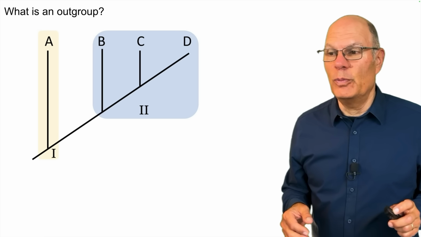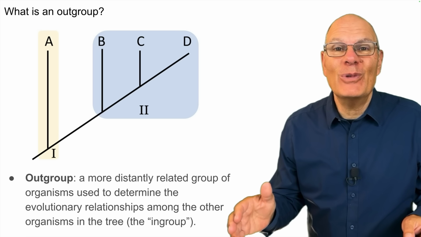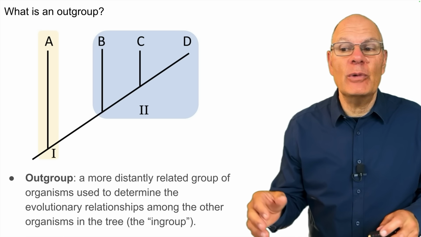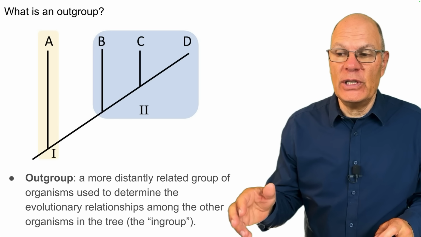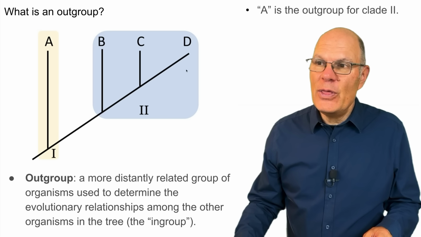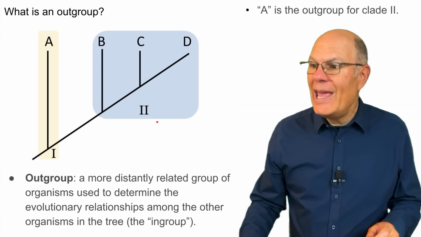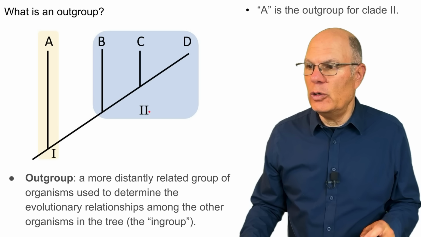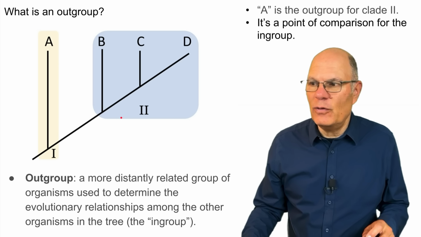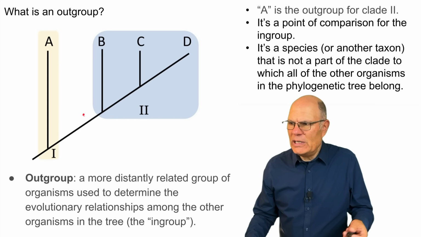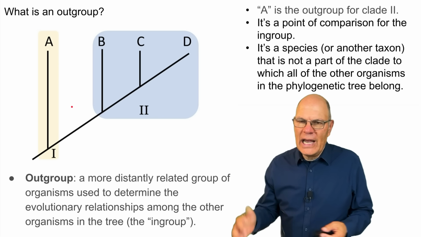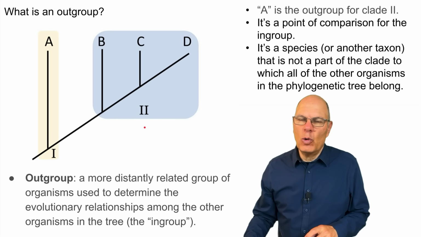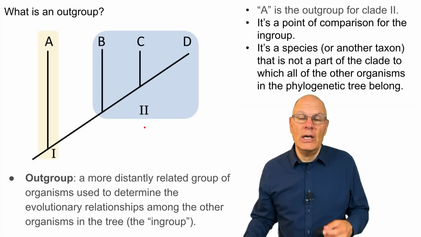What is an outgroup? An outgroup is a more distantly related group of organisms that's used to determine the evolutionary relationships among the other organisms in the tree, which is the in-group. In this phylogenetic tree, A is the outgroup for this clade over here at number 2. It's a point of comparison for the in-group, and it's a species or some other taxonomic category that's not part of the clade to which all the other organisms in the phylogenetic tree belong.